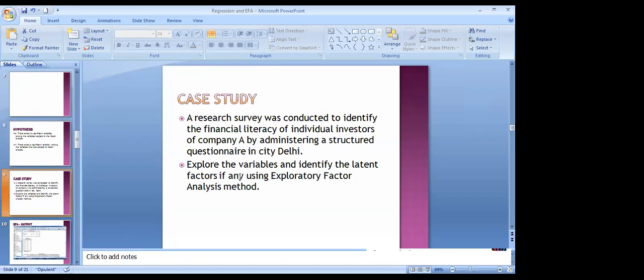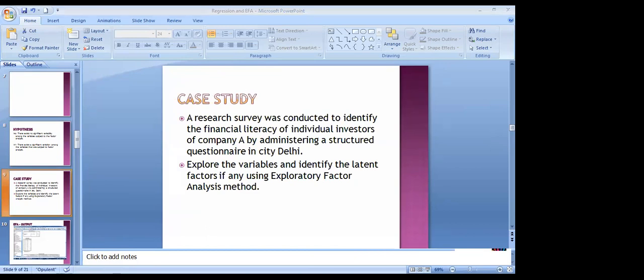Case study: a research survey was conducted to identify the financial literacy of individual investors by giving a structured questionnaire in Delhi. Now, what is our task? We have to group them. Factor analysis, again a very simple term, is grouping the variables, right? Grouping the variables.